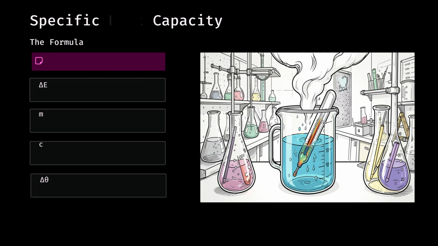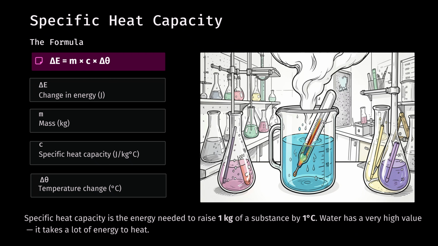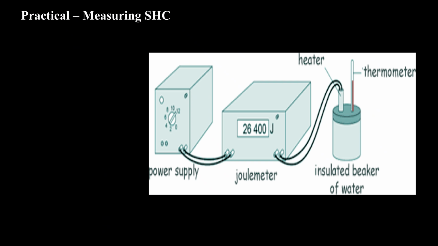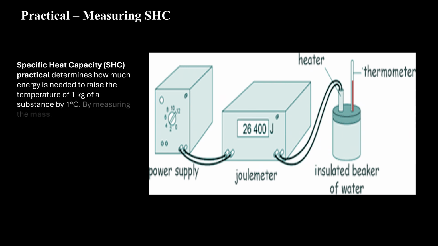Specific heat capacity tells us how much energy is needed to raise the temperature of 1 kilogram of a material by 1 degree Celsius. Water, for example, has a high SHC, meaning it stores lots of energy. In experiments, we measure the energy transferred by a heater, the mass of the substance, and the temperature change. With these, we calculate the specific heat capacity using the SHC formula.